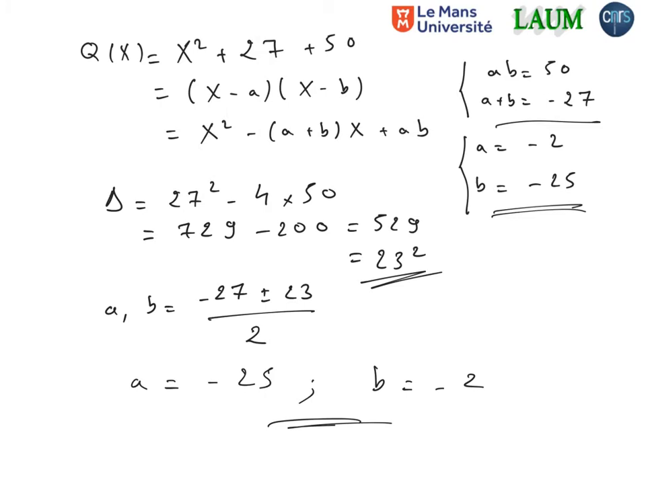So the roots of the polynomial are lambda 1 equal to 1, lambda 2 equal to minus 2, and lambda 3 equal to minus 25.